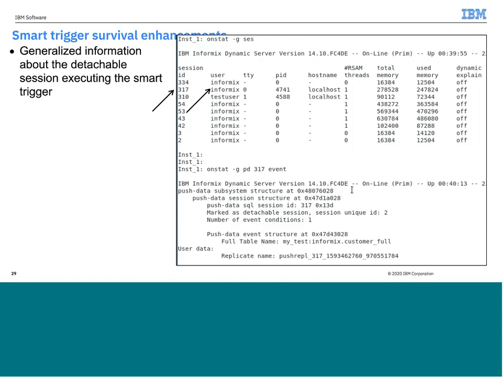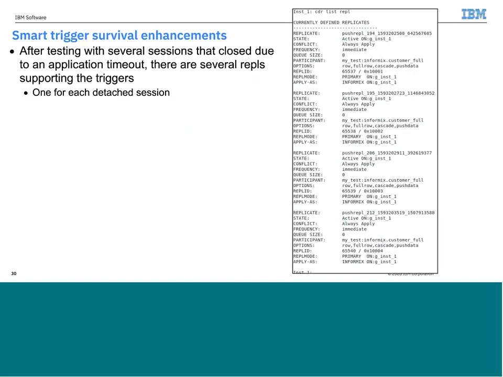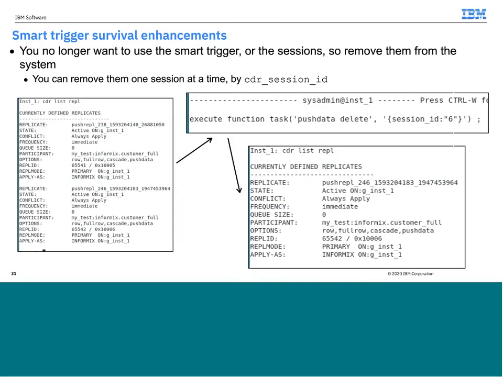You can obviously go and look at it just from a session perspective. So in this particular case, I display all of my sessions. I see, yeah, I think it's session ID 317 that I'm interested in. So I can deep dive into that again and look at the same information. So after several tests with this, I had multiple DB access windows open with different queries going on. And then I just killed the DB access session. So you can see now I've got all of these different REPLs out there for each one of the DB access sessions. But let's say I no longer want to have the smart trigger active.